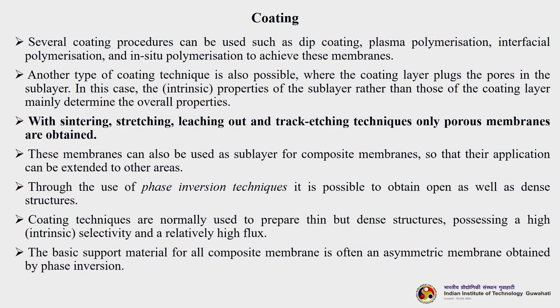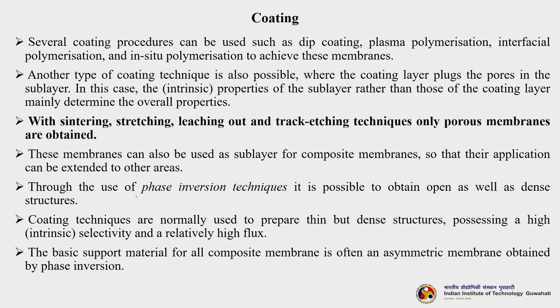Several coating procedures can be used, such as dip coating, plasma polymerization, interfacial polymerization and in situ polymerization, to achieve these membranes. Another type of coating is also possible, where the coating layer plugs the pores in the sub layer. In this case, the properties of the sub layer rather than those of the coating layer mainly determine the overall properties. So, this is a different technique. With sintering, stretching, leaching out and track etching techniques, only porous membranes can be obtained, whatever we have discussed today.